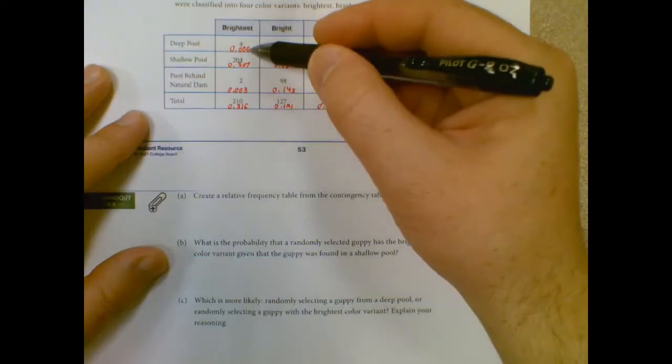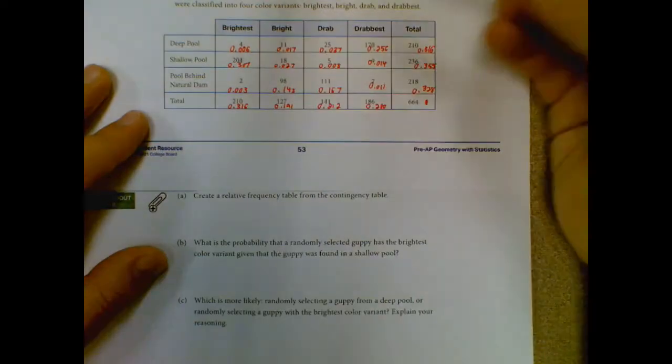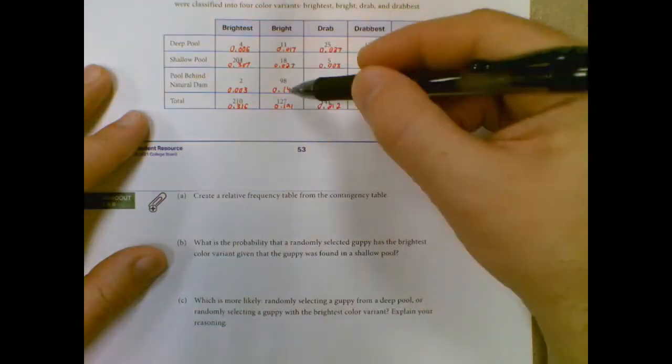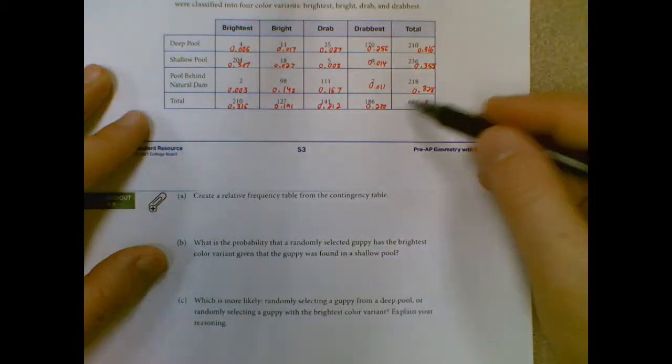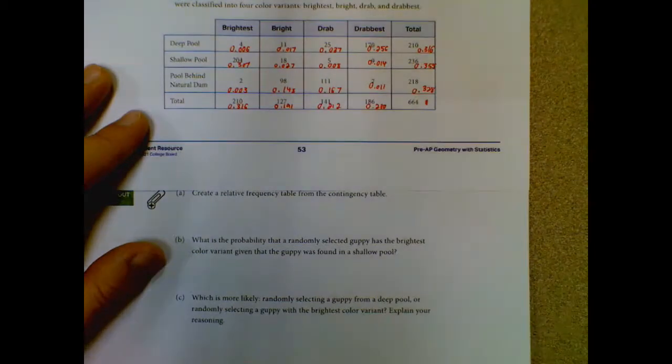So like this is 0.6% likely. This would be 2.7%, 14.8%. So all of those you can convert to percents if you're more comfortable with those. It doesn't really matter.